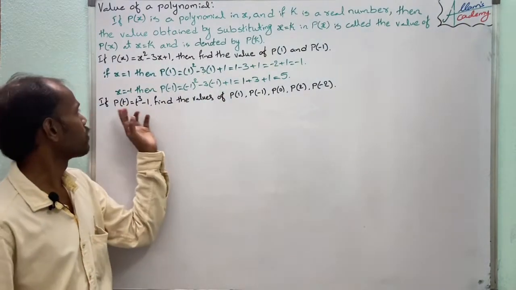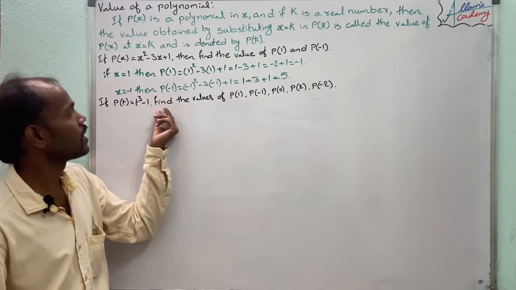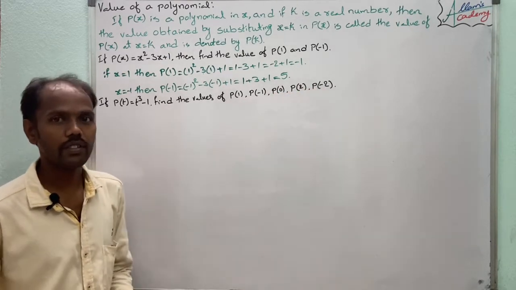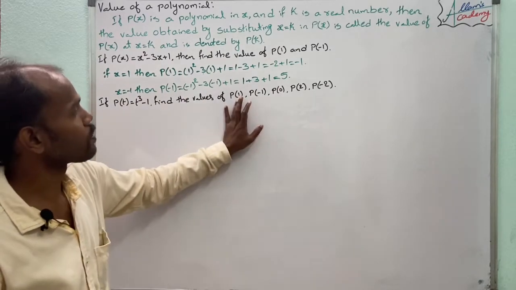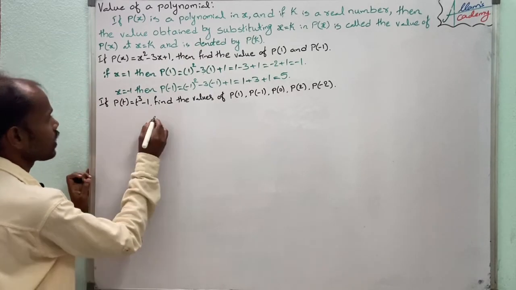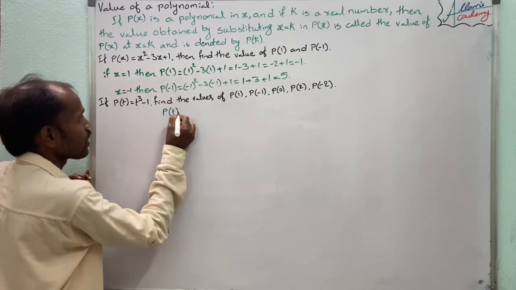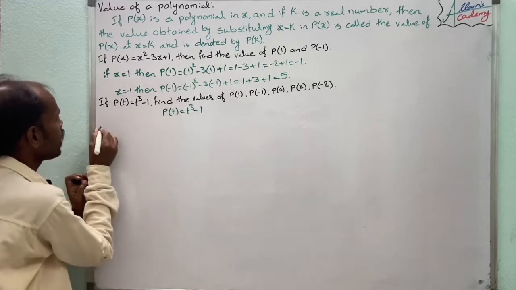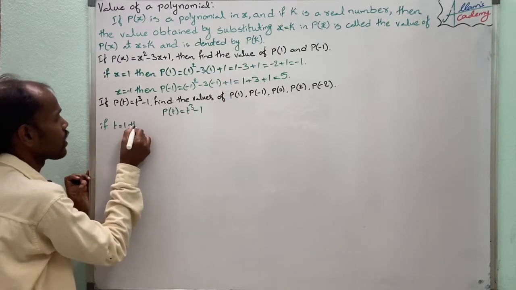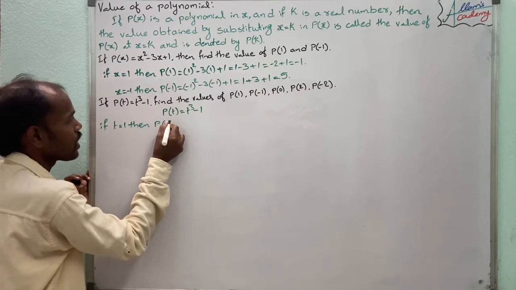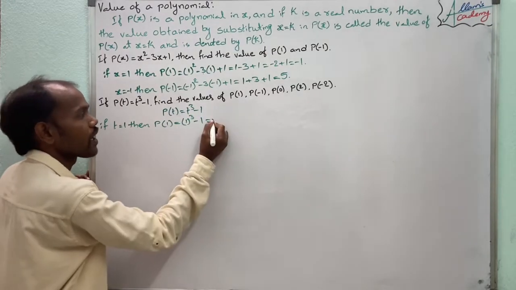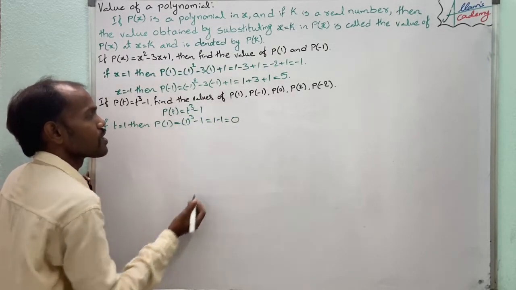Another problem is, if p of t equal to t cube minus 1, then find the values of p of 1, p of minus 1, p of 0, p of 2, p of minus 2. That means in the place of t we have to substitute 1, minus 1, 0, 2, minus 2. So the given polynomial is p of t equal to t cube minus 1. If t equal to 1, then p of 1 equal to 1 whole cube minus 1. 1 cube equals 1. So 1 minus 1 equals 0.